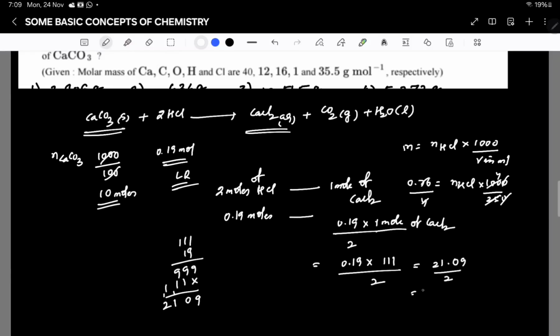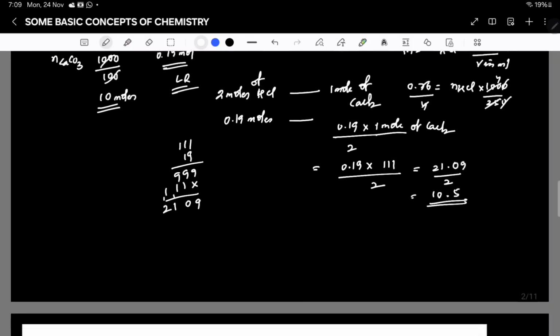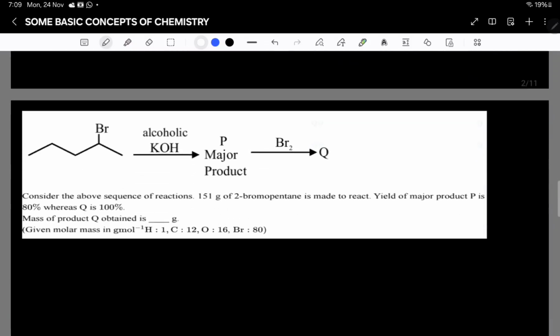So divided by 2, student. So our answer is approximately 10.5 something. Right. So this is the answer for that above question, student. Check with the option. Option C is the right answer, student. Right. So next question, student.